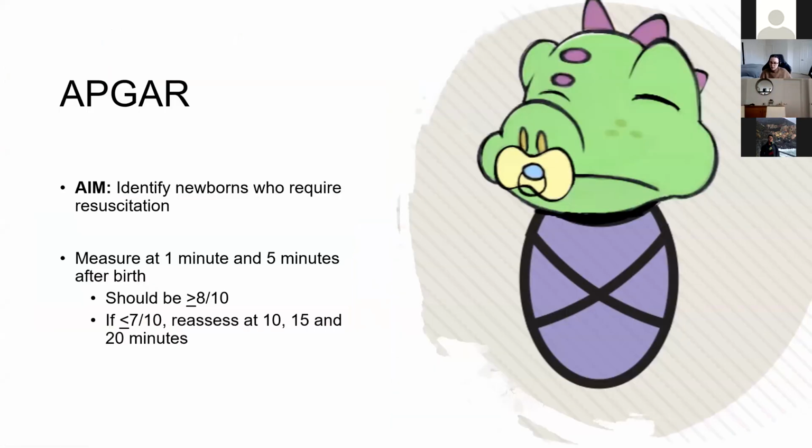So in terms of APGAR, this is, as we know, one of the first indicators that we use to identify a well or unwell baby post-birth. Essentially we use it in order to identify newborns who need resuscitation. Routinely, we perform an APGAR at 1 minute and then again at 5 minutes. And if we see that the APGARs are less than 7 out of 10, then we continue to do subsequent measurements at 10 minutes, 15 minutes, and 20 minutes, as well as intervening as required.